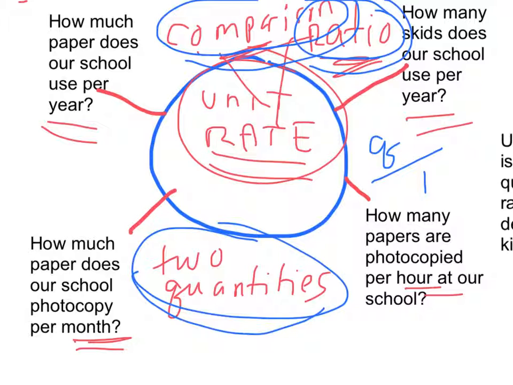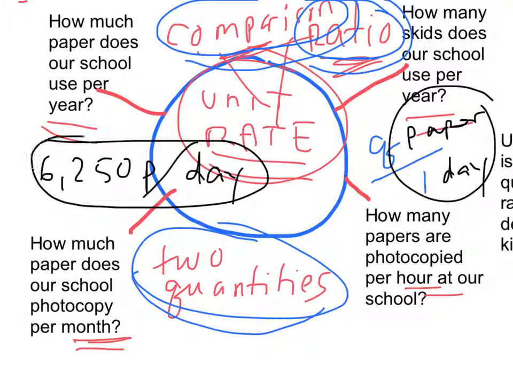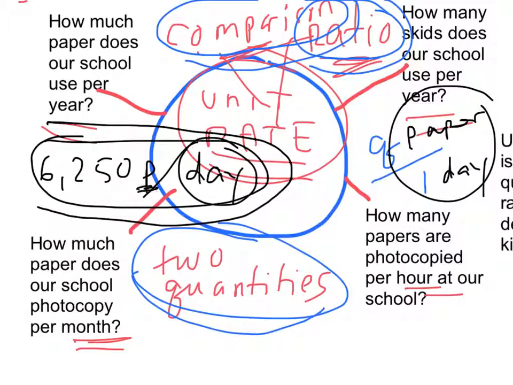In this case, our unit rate is the quantity of paper used per 1 day. In order to find out how much paper our school uses per year, we need to know the unit rate. The unit rate would be 6,250 pieces of paper per day. In this case, the unit, which is expressed as 1, is 1 day. If you want to know how much paper our school photocopies per month, you better know the unit rate, and that's we photocopy 6,250 pieces of paper in a day.